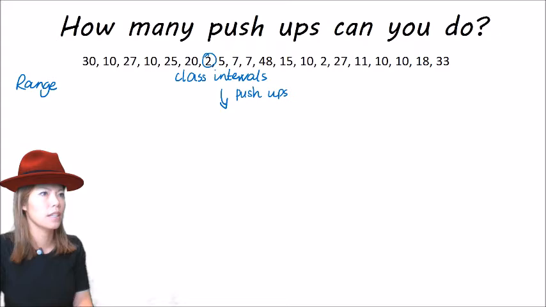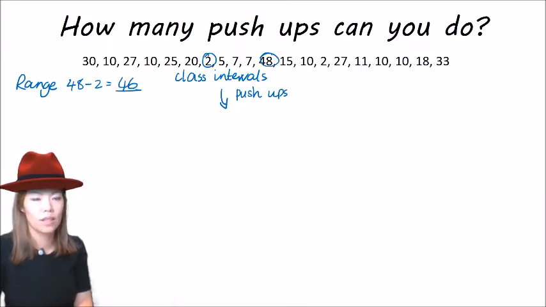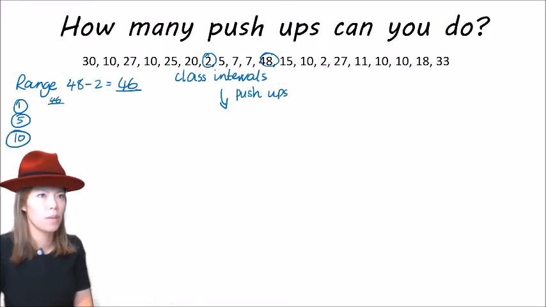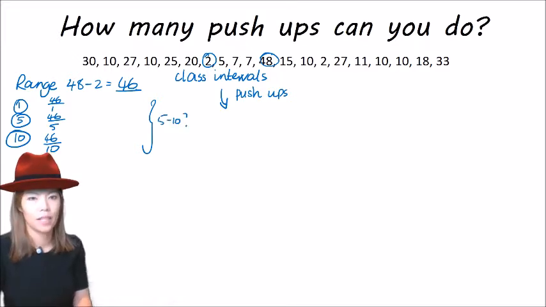Now the range here is, let's look at the smallest number and the largest number. So 48 minus 2, the range is 46. And we take the range and we decide, are we going to put it in intervals of 1s, 5s, or 10s? To do that, we take 46 and we divide by each of these numbers. And we look for the one that gives us a value of 5 to 10. So let's have a look. 46 divided by 1 is 46. 46 divided by 10 is 4.6.